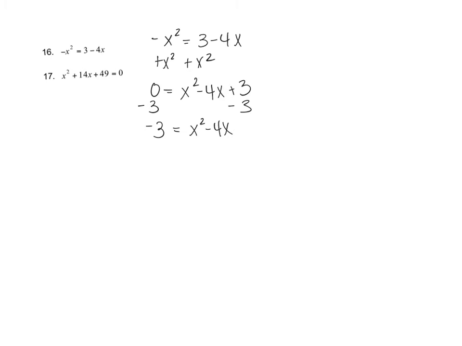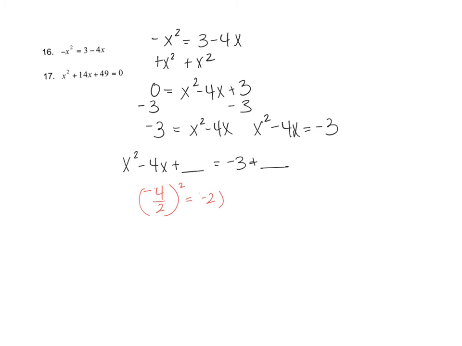Now if you don't like having the x squared on the right side, then you can switch it around and make it x squared minus 4x equals negative 3. Okay, it's the same thing. So we have x squared minus 4x plus something equals negative 3 plus our something. How do we find what that something is? We take our b, negative 4, divide it by 2, and square it. So we get negative 2 squared, which is 4. And so we're going to add 4 to both sides, positive 4. It's always going to be positive because we're squaring it.